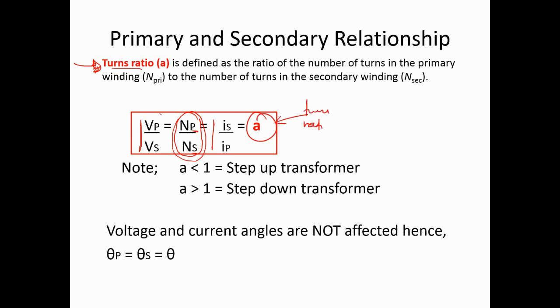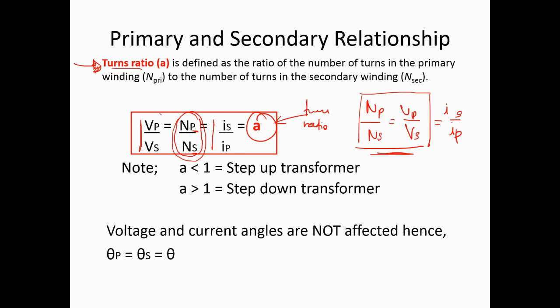Remember, the turn ratio is the number of turns, NP over NS, or it is VP over VS. Just so as not to be confused, just remember one: NP over NS equals VP over VS. By consequence, because the power that is transmitted is constant, VP over VS will equal IS over IP. But remembering this one is largely sufficient.